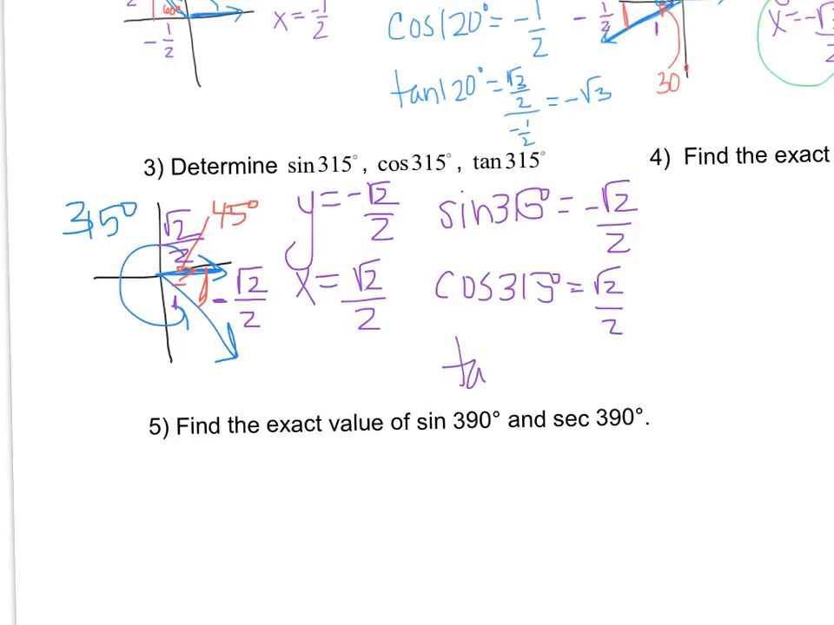And then tangent is the ratio of y over x. When you divide something by the same number, it's just going to be 1, but since we're in quadrant 4, that's going to be negative 1. Once again, think about why that makes sense. In quadrant 4, only cosine and secant are positive, so the other trig ratios have to be negative.